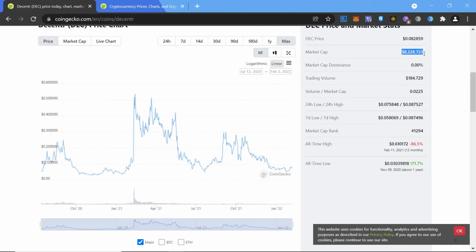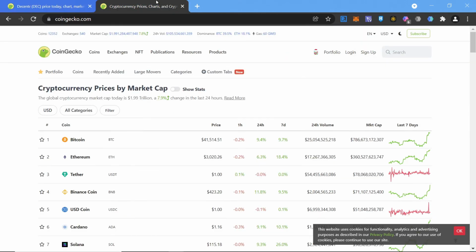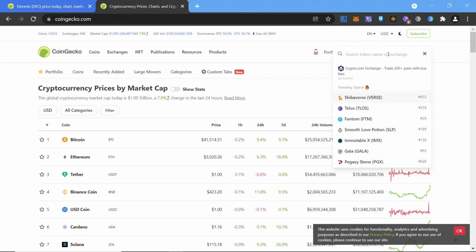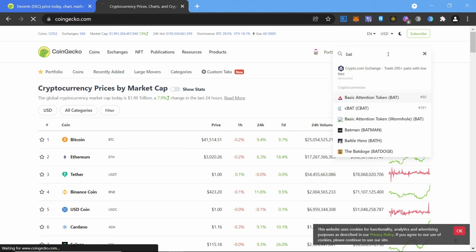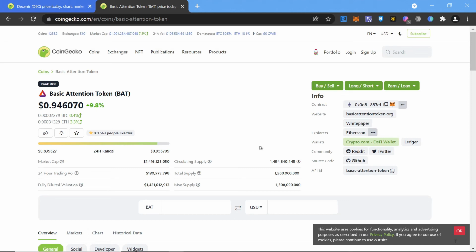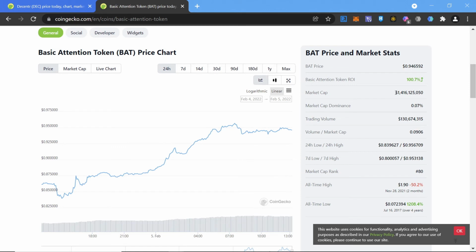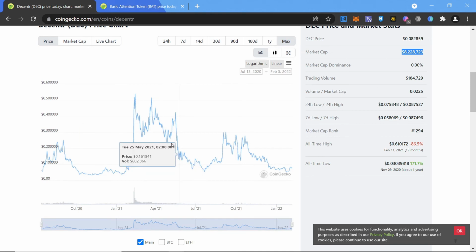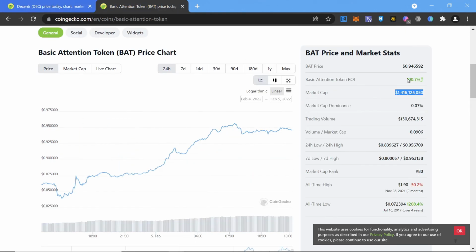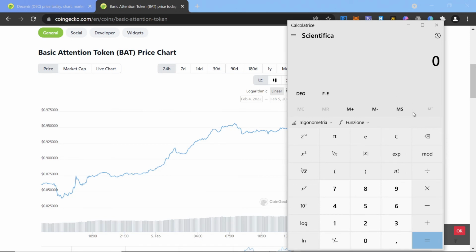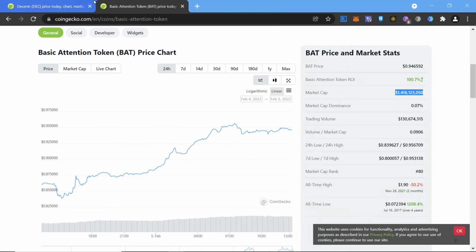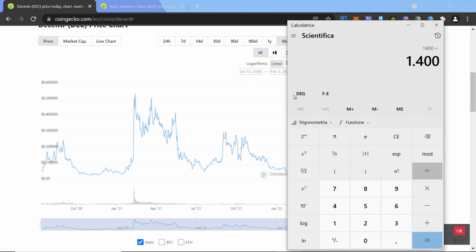And also, just to show how small of a project it is, let's compare it to the biggest one in the crypto world, which is Brave browser, whose token is the Basic Attention Token, and this has a market cap of around 1,400,000,000. So if Decentr is going to be as good as Brave, then let's do a simple math. 1,400,000,000 divided by 8,000,000. Yeah, it can grow around 170 times more.